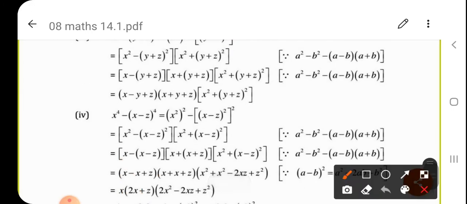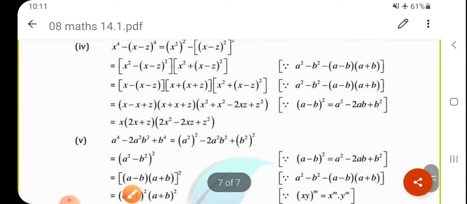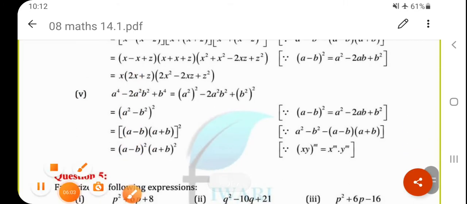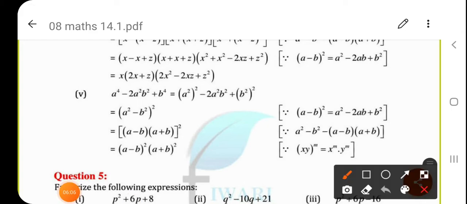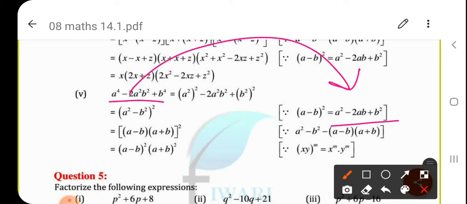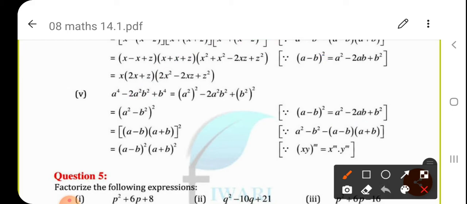Next one, fourth example, is same as the third example. It's homework. Fifth example, a square. This example you can compare with this one. Here compare with this equation, a square minus 2ab plus b square. So this equation should be in this form, a square form.